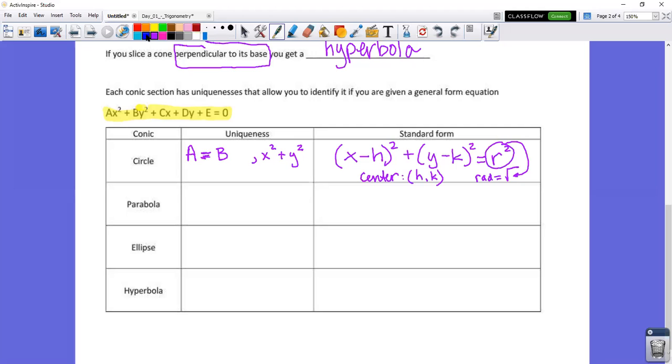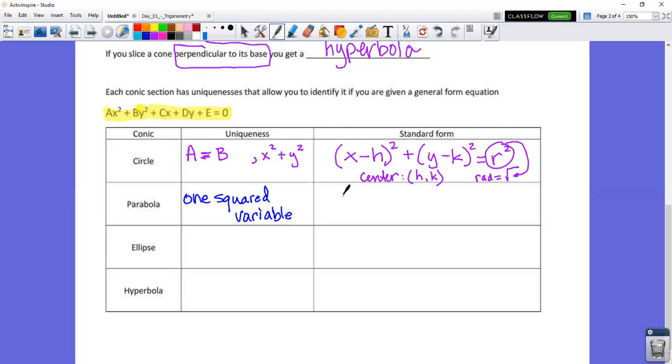Now, how about a parabola? A parabola only has one squared variable. It can be x or it can be y. It can be x squared or it can be y squared, but it only is going to be one. It can be positive, it can be negative, but there will only be one squared variable. That's how you know it's going to be a parabola. Either x squared or y squared, not both of them.